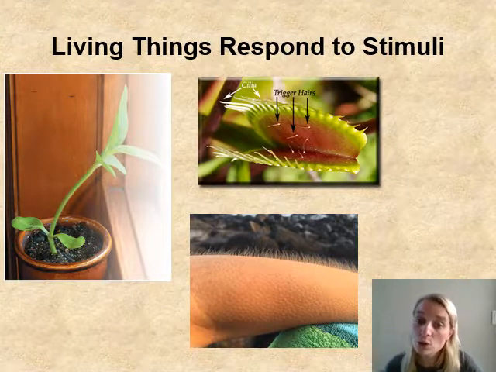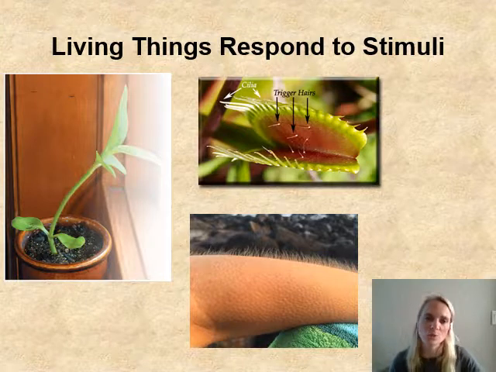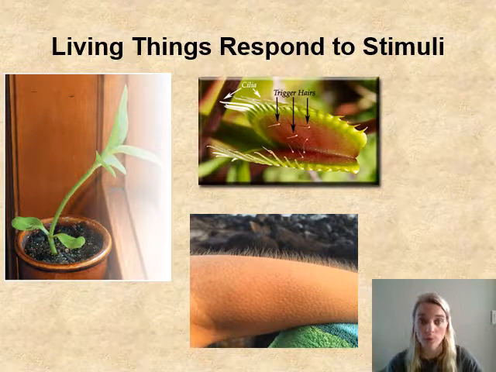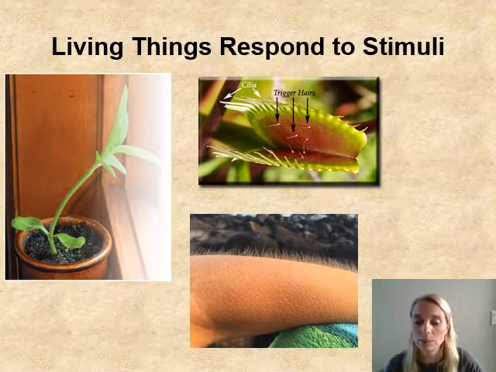And maybe you've had goosebumps before. Goosebumps are our way to respond to the stimuli around us. We might be cold or scared or nervous. That is one of the outward appearances of our body responding to stimuli.